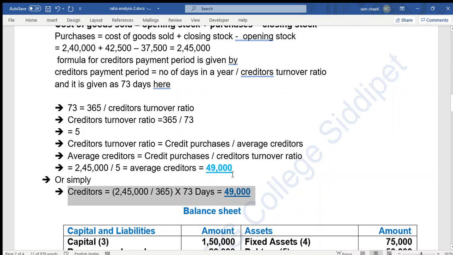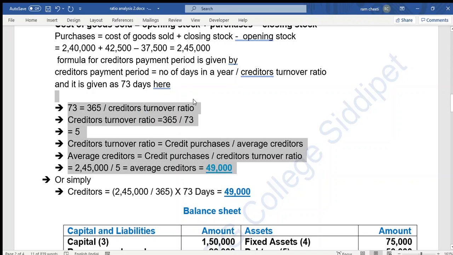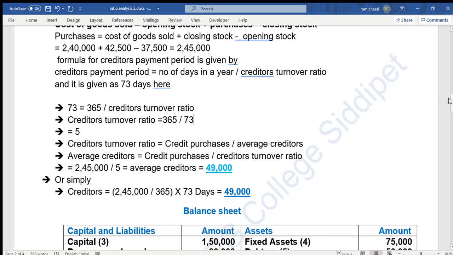Or simply we can find out our creditors with this equation, that is credit purchases divided by number of days in a year multiplied by the 73 days. This is a direct equation, but for your understanding I have made all this calculation. So simply go through this now.